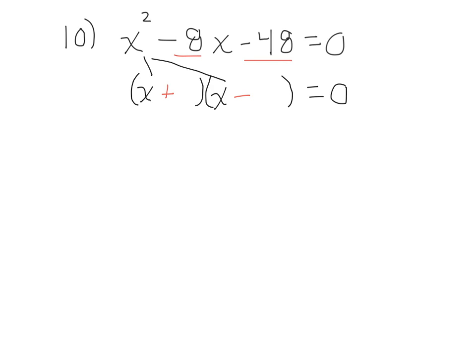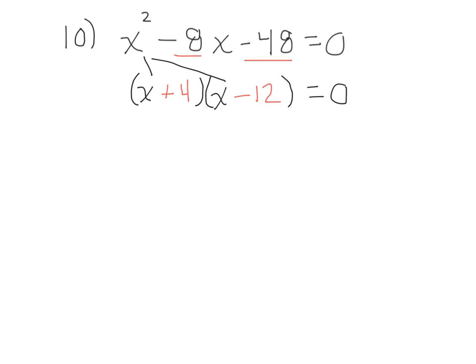So factors of 48, let's see, that would be 6 and 8, that wouldn't work. 2 and 24, that wouldn't work. 4 and 12, that would work. If the 4 is positive and the 12 is negative, then when I multiply they equal negative 48, and when I add they equal negative 8.